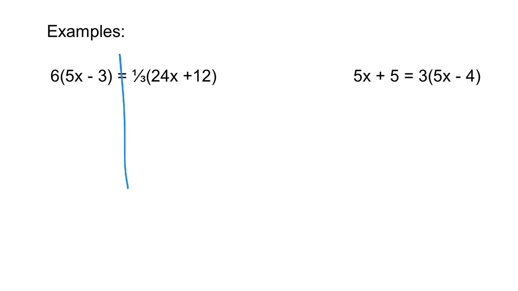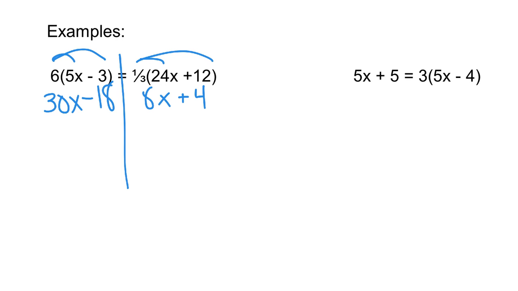simplifying both sides. So on this one, when I go to simplify both sides, I see parentheses on both, so I'm going to have to do distributive property on each one. And so 6 times 5 is 30x. 6 times negative 3 is negative 18. A third times 4 is 8x. A third times 12 is 4.